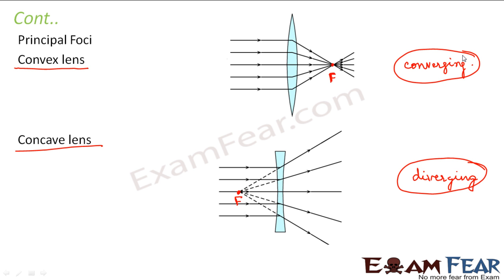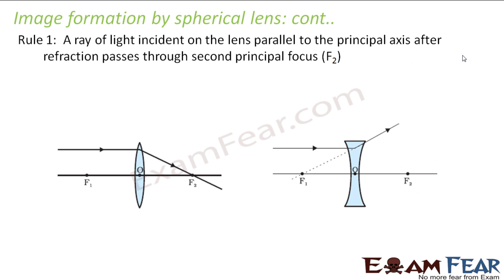So what do we see here? Here we spoke about optical center, centers of curvature, radii of curvature, principal axis and principal focus. Now we will study the image formation by spherical lenses. Similar to spherical mirrors, there are certain rules that have to be followed for image formation by spherical lenses as well. So let us quickly look at the rules.